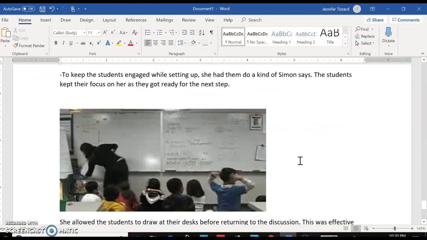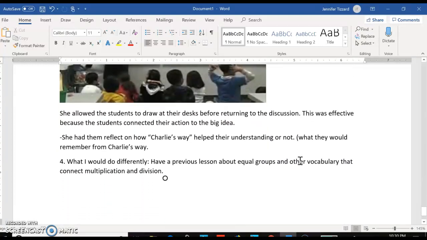but I liked how she had a Simon Says while she was trying to set up the next thing so that they would stay engaged and focused on her, but yet they get their wiggles out. So I thought that was cool that she did that. She had them do a nice little Simon Says, and then she had them reflect on whether or not Charlie's Way helped them understand the concept of dividing and applying that to a word problem, and to see if it really helped them or if it confused them or if they got it.